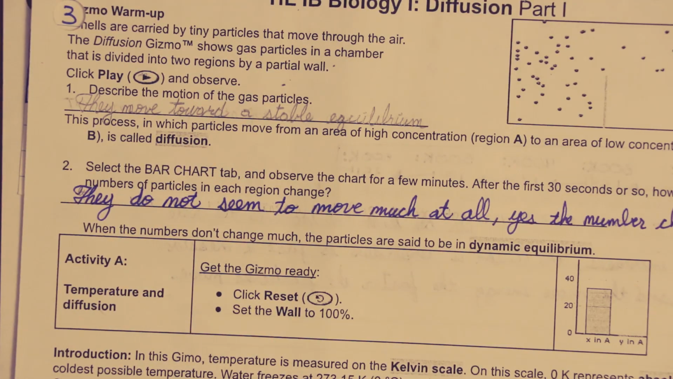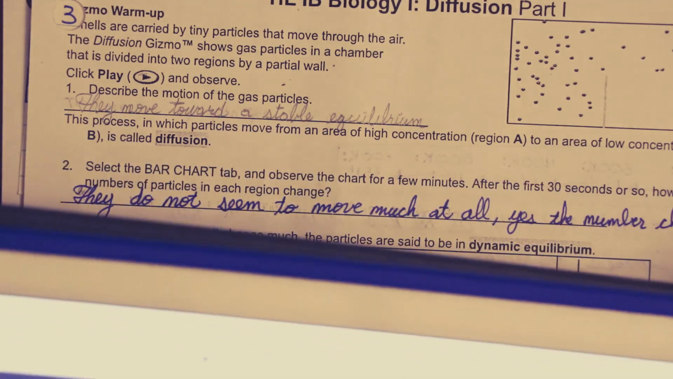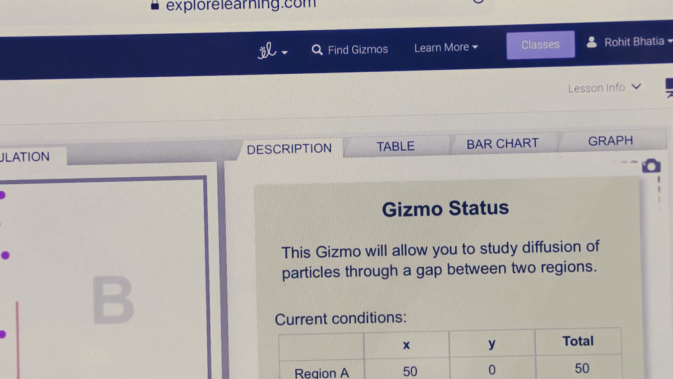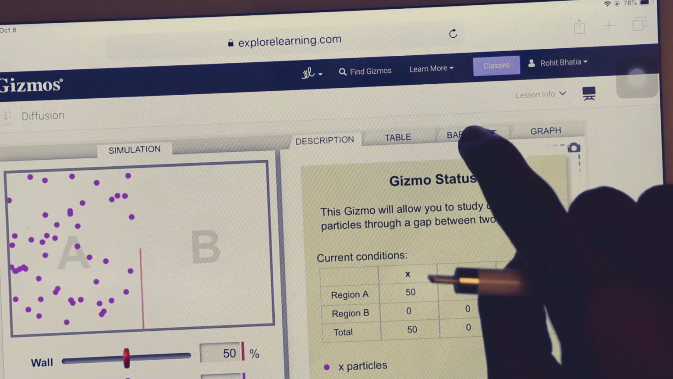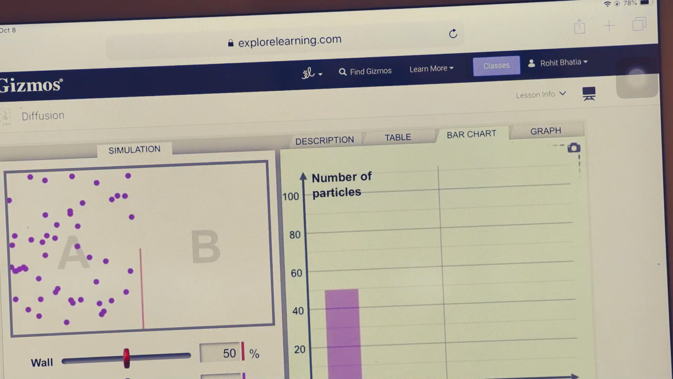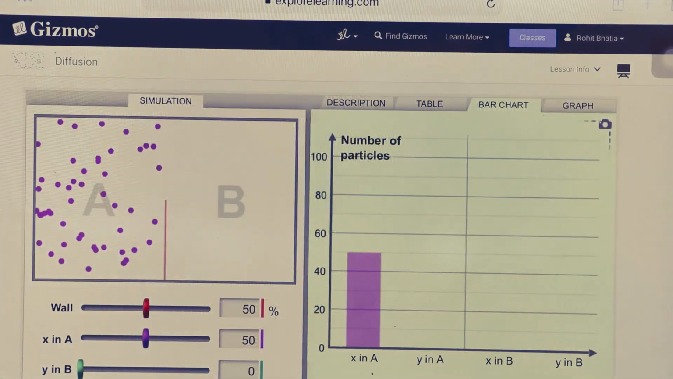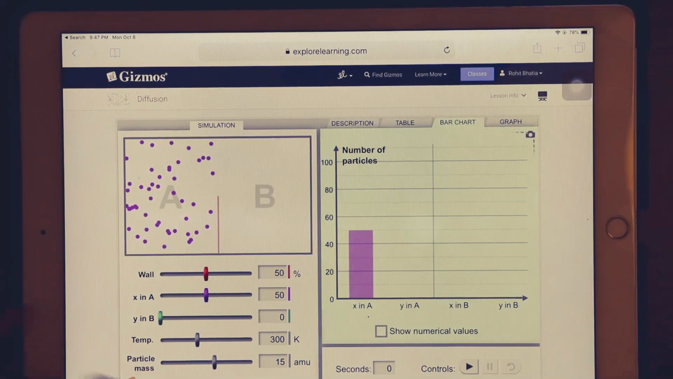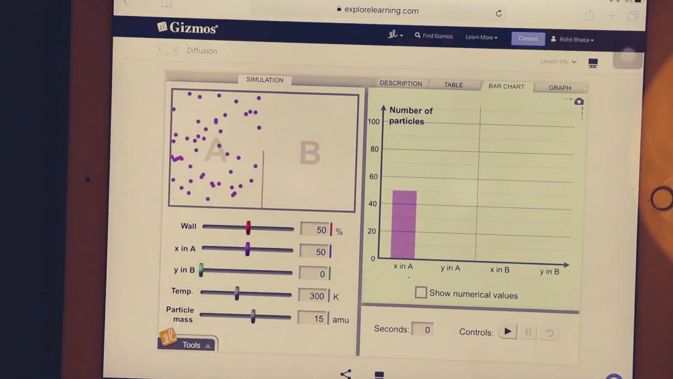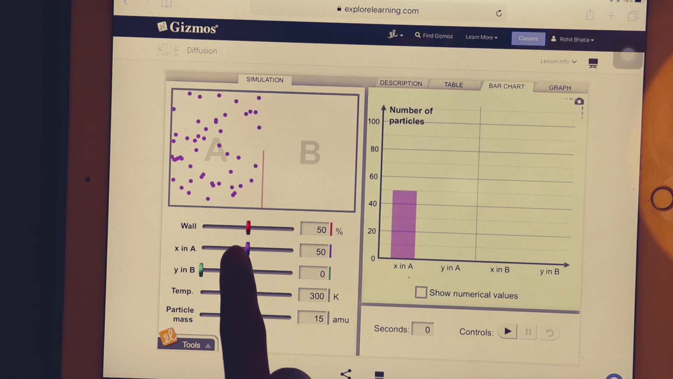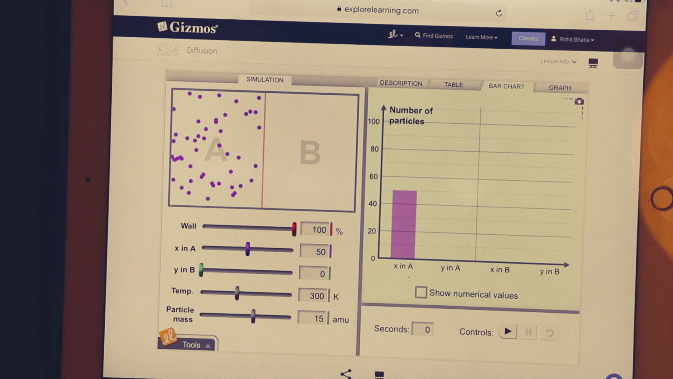Next, it's actually asking you to go onto the gizmo and select the bar chart. So go to the gizmo and select the bar chart. Now once you're here at the bar chart, what you're going to want to do is set a couple of standards, because we only want one changed variable. So the first thing you would want to do is reset. If you haven't already, it's already reset. And then set the wall to 100, just like that.